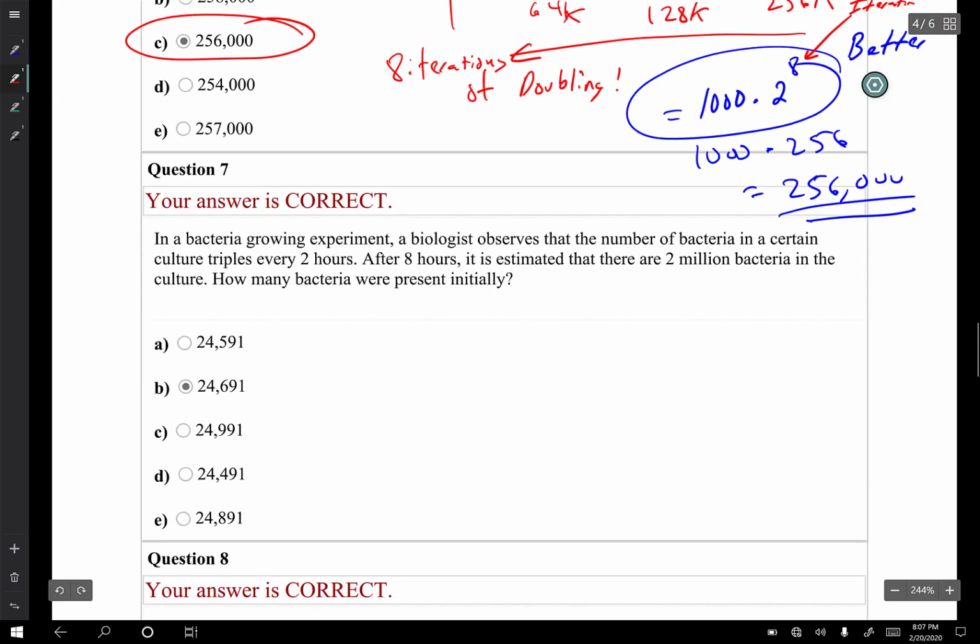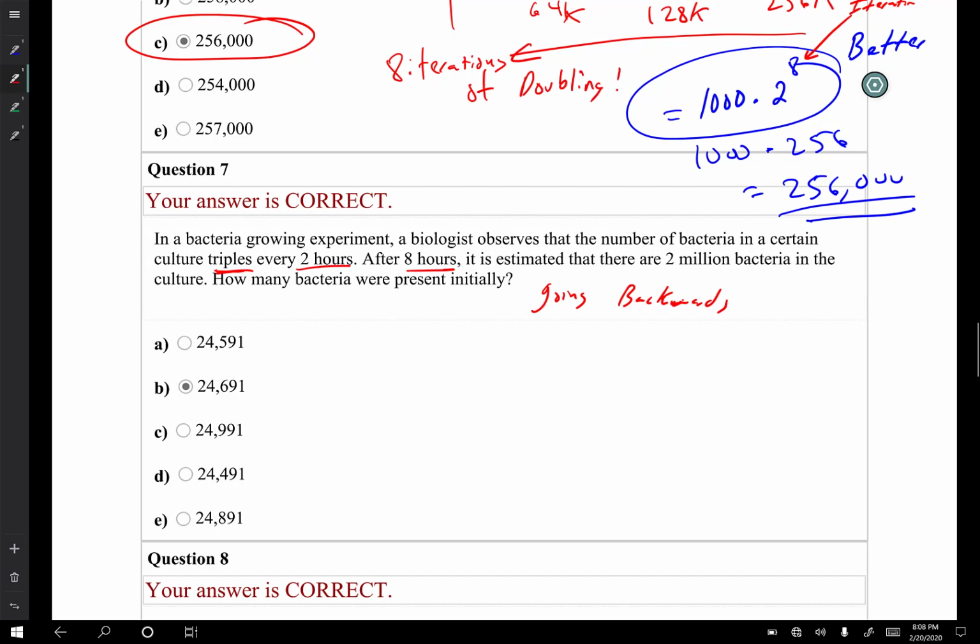It says, in a bacteria growing experiment, biologists observed that the number of bacteria in a certain culture triples every 2 hours. After 8 hours, it is estimated that there are 2 million bacteria in the culture. How many bacteria are present initially? Okay, so this is going backwards, guys. Going backwards.